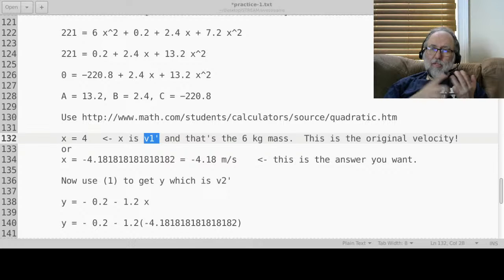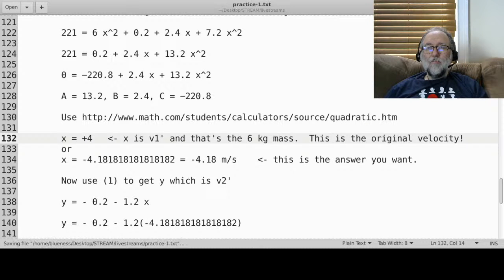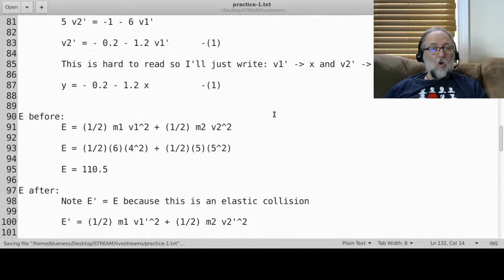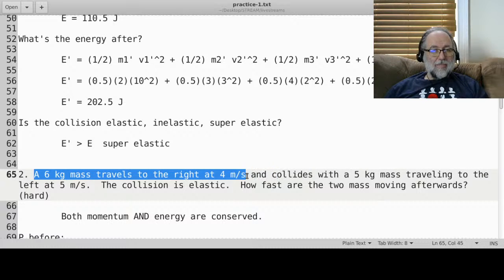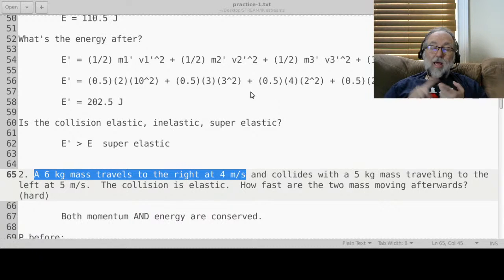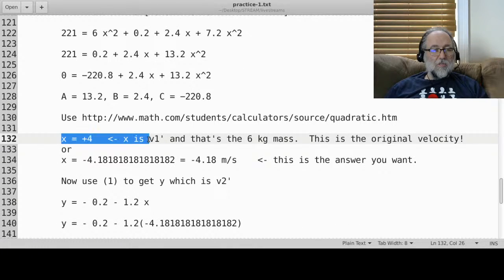But you say to yourself, 4, I could even say here plus 4, wait a sec, isn't that the velocity before the collision? If you go back to the problem here and reread it, the 6 kilogram mass, what's it doing? The 6 kilogram mass is traveling to the right at 4 meters per second. And so plus 4, that is the original velocity. And so we didn't get v1 primed here. What did we get as one of the solutions? We got v1 as the solution. We got the velocity before as one of the solutions.